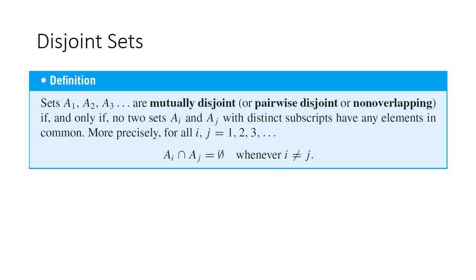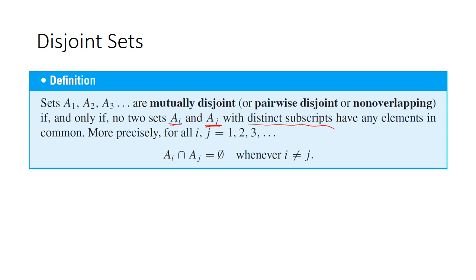Okay, another definition to do with disjoint is that you can have multiple sets that are mutually disjoint or pairwise disjoint or non-overlapping. And this is the same as the last definition, it's just for more sets. So you can have a whole bunch of sets, A1, A2, A3, and so on and so forth, and they will be mutually disjoint if and only if any two sets in that group, like Ai and Aj, which are actually distinct from each other, if they have no elements in common, then they will be mutually disjoint.